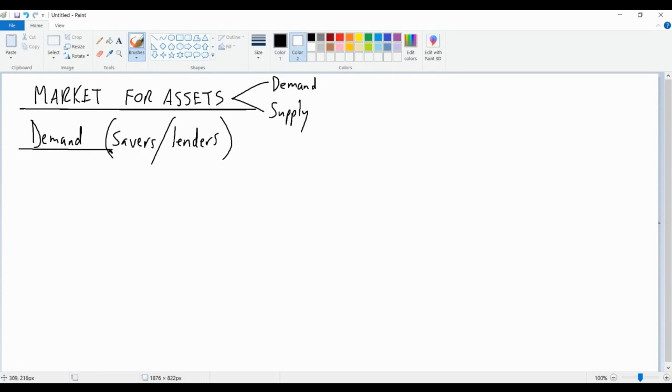I'm not sure if this is counterintuitive to some people, but the demand for assets is savers and lenders. So then what determines how much of an asset you, saver or lender, would want to buy?